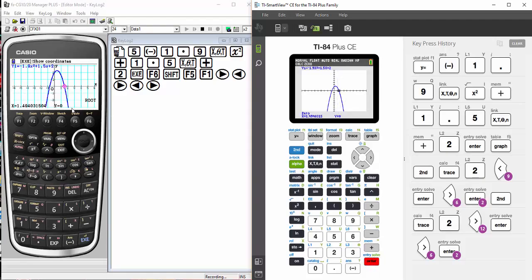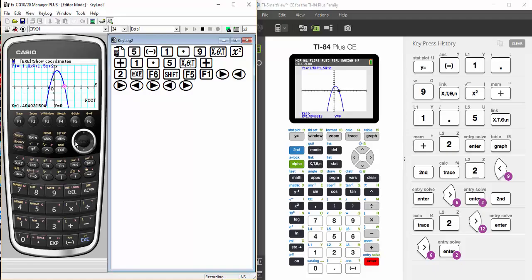Which again you'll see matches up. The nice thing with the Casio is I can go back and forth between these two roots and see them very quickly. On the TI, I need to make sure I write it down because if I want to go back to this one, I have to do the same process all over again. So that's how you find the roots of a quadratic on a TI-84 Plus Color Edition and also on the Casio Prizm.